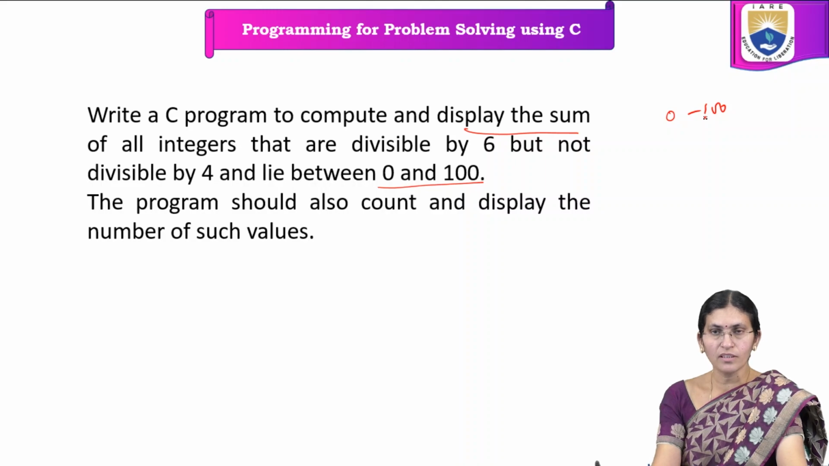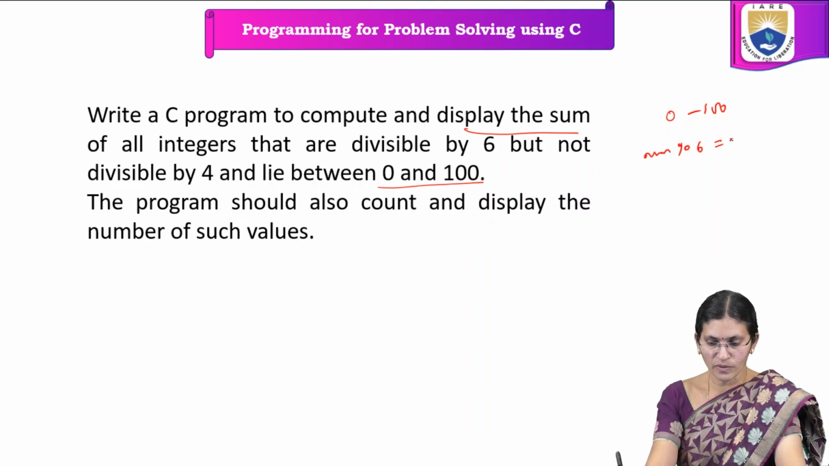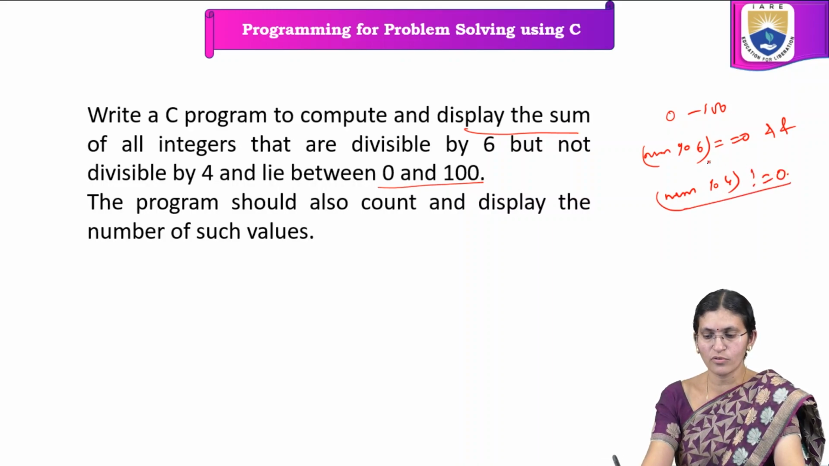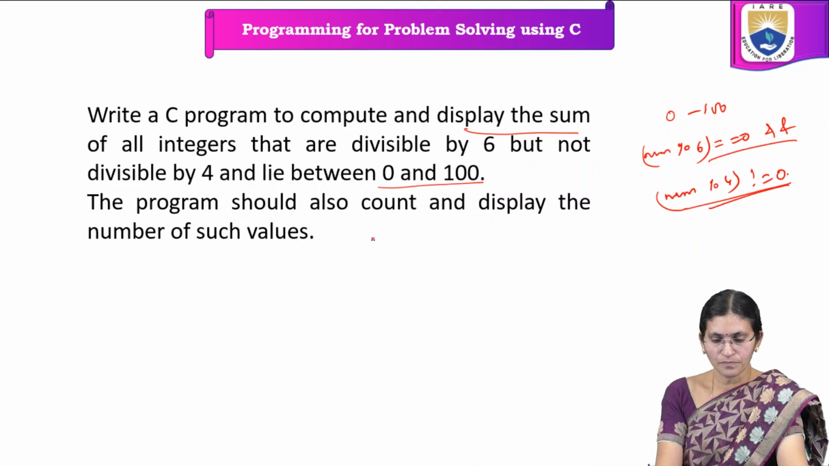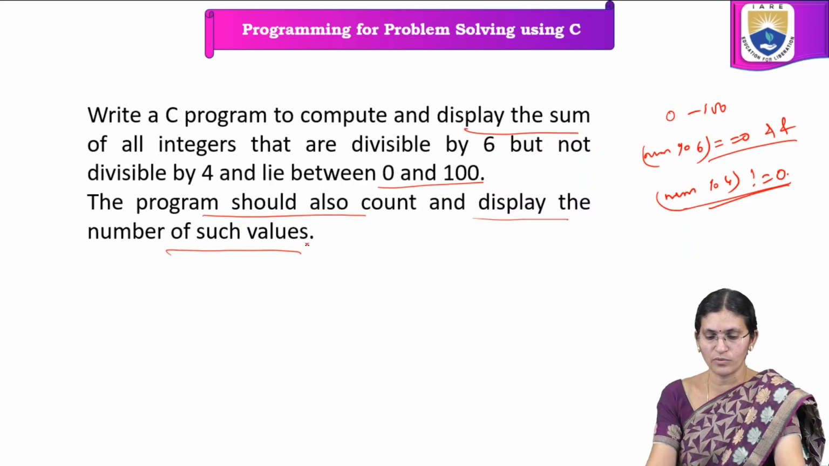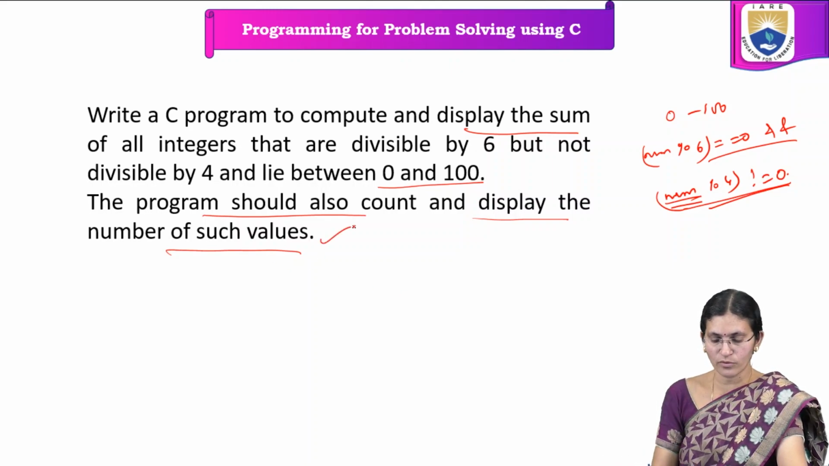So, in this range, we have to find out the numbers which are divisible by 6. That means number mod 6 must be equal to 0. This condition you have to check, and also number mod 4 should not be equal to 0. So, these 2 conditions must be satisfied. When these 2 are satisfied, then the program should count and display the number of such values. It should give the count of such numbers, and also it should display those numbers.